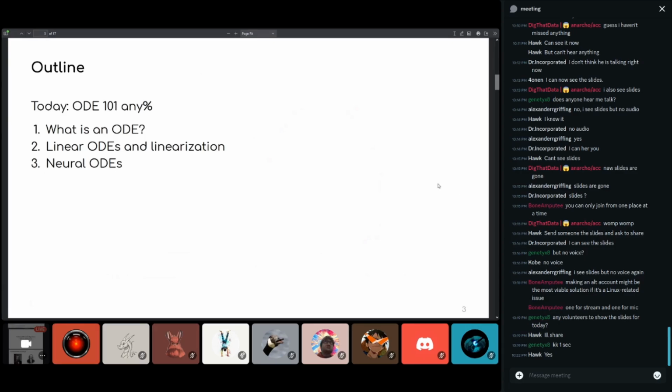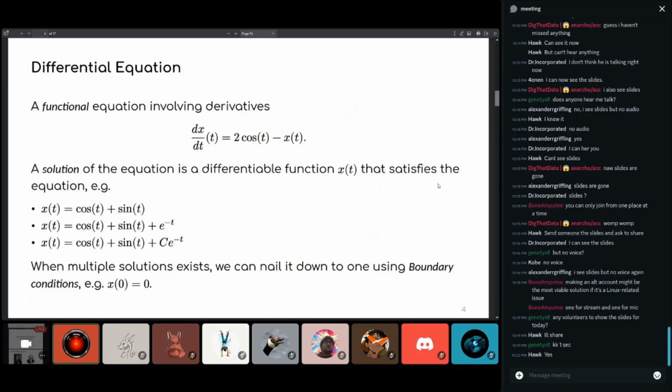And then we'll conclude with the briefest of explanations of neural ODEs, and this will basically be the primer for the next sessions that will be delving deeper on these ideas. So next, please.